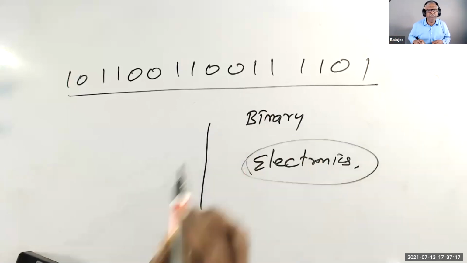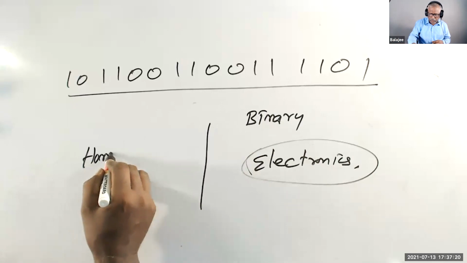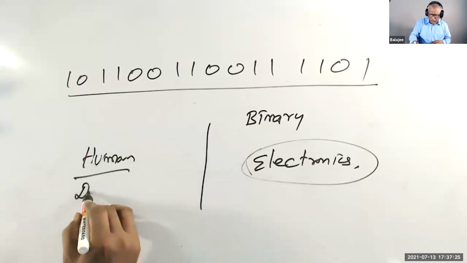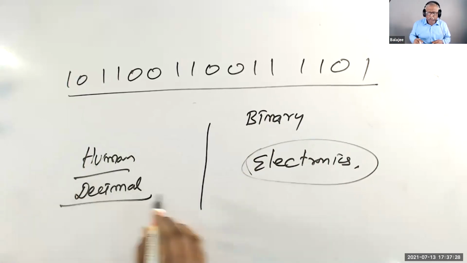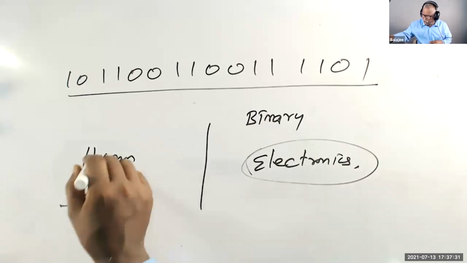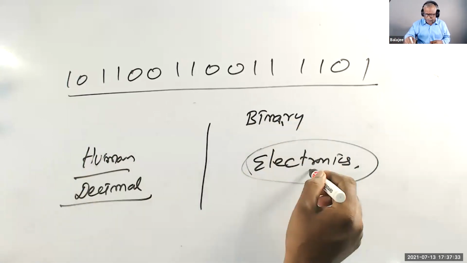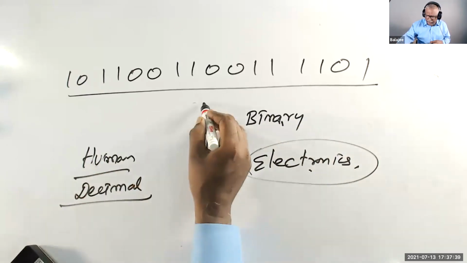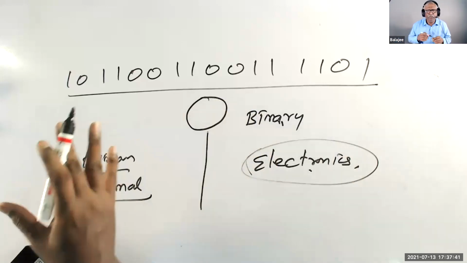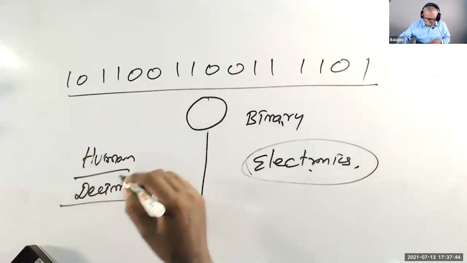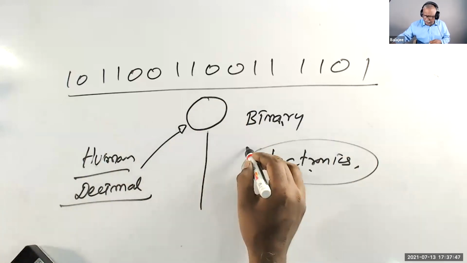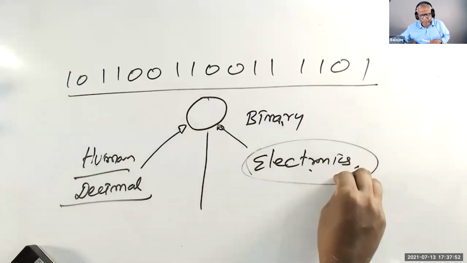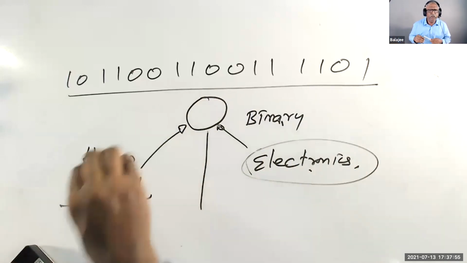Electronics uses only binary, man. But he's a human. He's a human. We use decimal. But humans cannot understand binary and the machine cannot understand decimal. So what they have done is create a number system. It looks like a decimal for the human and looks like a binary for the machine. See, the same system looks like a binary for electronics and decimal for human beings.